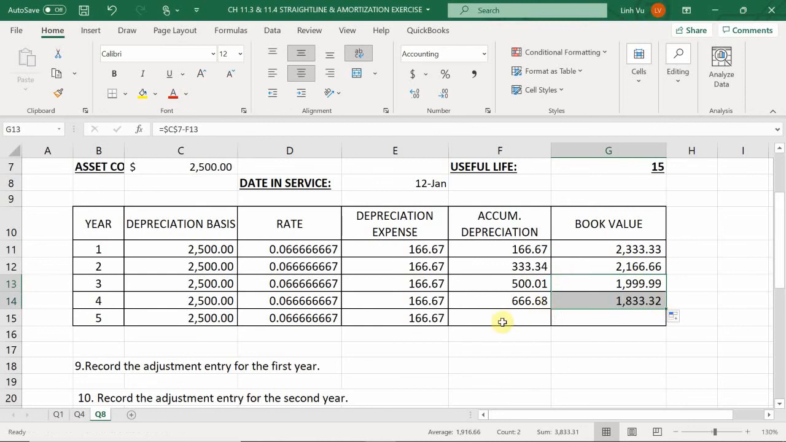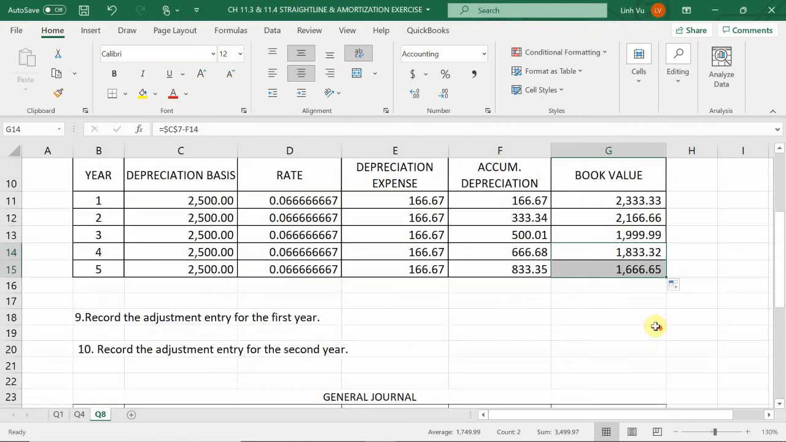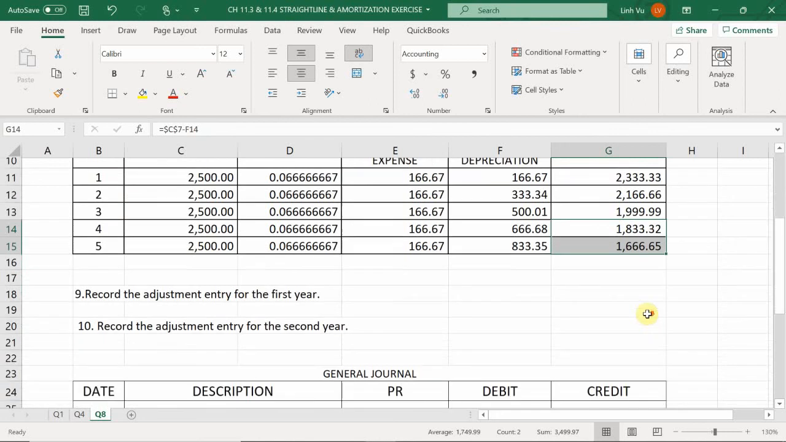1,833.32. Okay, and then last but not least, because I'm not going to have you solve all 15 years, what is going to be the accumulated amortization for year 5? 833.35. All right, bringing my book value down to 1,666.65. Good. All right, excellent.